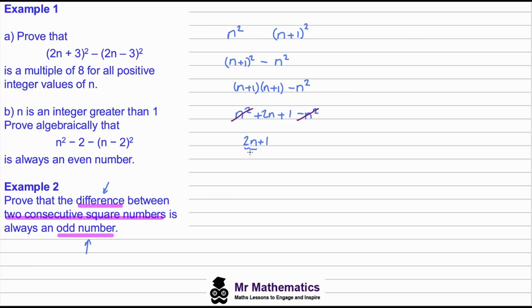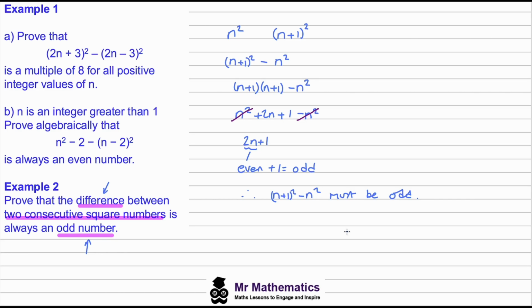Well, 2n is a multiple of 2, so therefore it must be even. And the number after an even, this addition of 1, must always be an odd number. So our statement will be, therefore, the difference between two consecutive square numbers must always be odd.